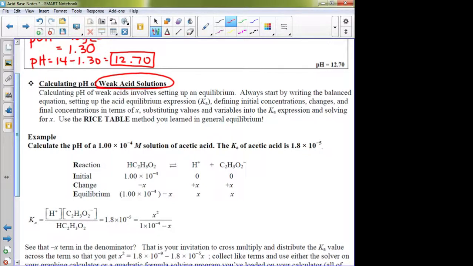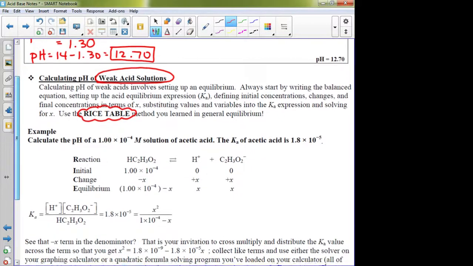Oh, get excited with me, okay? But we're not even trying to. All right. So we're going to have to use a rice table. It's the same thing we did in general equilibrium in the unit before. By the end of today, you should be so tired of rice tables. Okay, all right. I like rice balls.